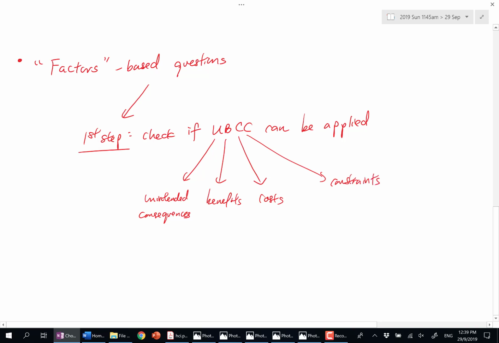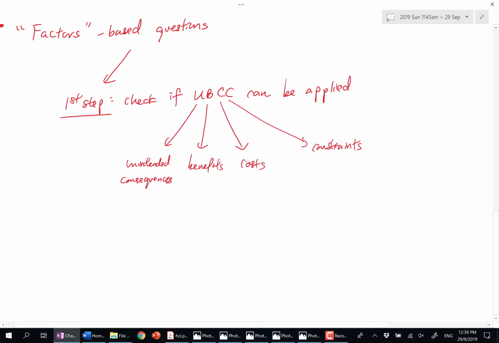Okay? But let me help you out a little bit more. I will even emphasize, alright? Especially costs and benefits. UBCC is an extended version of CBA, cost benefit analysis. As long as you can find a cost, you can find a benefit, do this essay. It is a decision-making question. Decision-making.